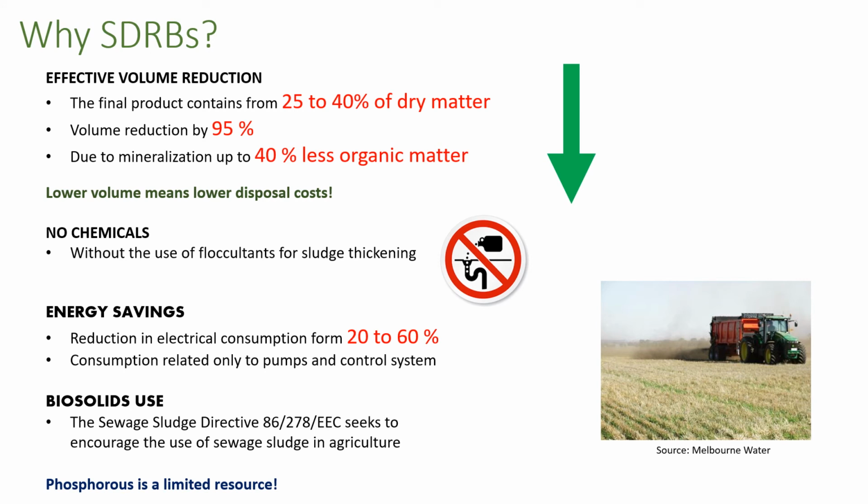What are the advantages of sludge drying reed beds? First is the effective volume reduction. This is achieved by dewatering up to a maximum of 40% dry matter content. Then there is also very effective mineralization of organic matter, up to 40%. And we all know that lower volume means lower disposal costs. The second is that it is a less intensive technology, so less energy consumption and no added chemicals. It is also a low-cost technology because we have low operational and maintenance costs, and its implementation can preserve landscape attractiveness and scenic views. So these are the advantages.